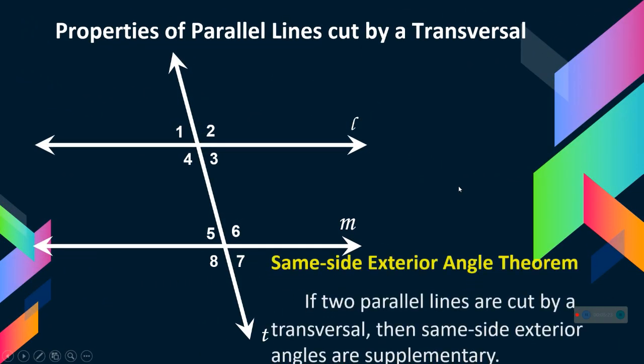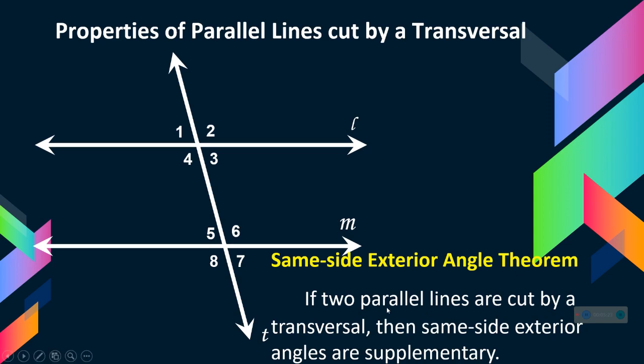For the next property, let us have the same side exterior angles. In this theorem, if two parallel lines are cut by a transversal, then same side exterior angles are supplementary. Yesterday we discussed the meaning of supplementary, wherein the sum of the two angles should be 180 degrees. We have here the examples of same side exterior angles: angles 8 and 1, and angles 2 and 7. If angle 8 has a measure of 110 degrees, what should be the measure of angle 1, since they are supplementary? That's correct. You have 180 minus 110, which is 70 degrees.